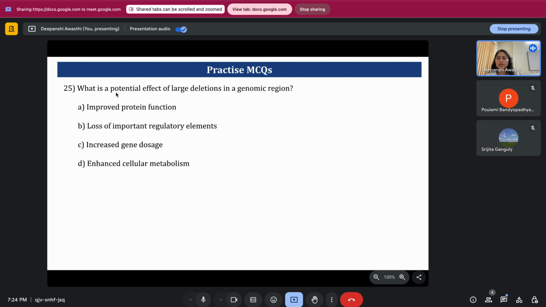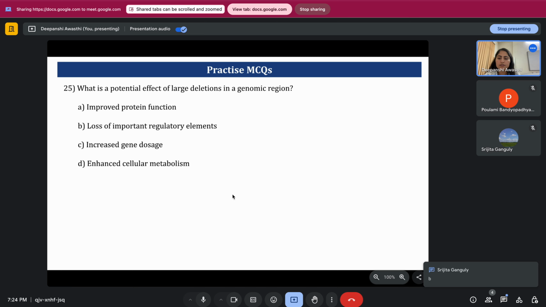Now question number 25, what is a potential effect of a large deletion in a genomic region? Option A, improved protein function. Option B, loss of important regulatory element. Option C, increased gene dosage. Or option D, enhanced cellular metabolism. So what is a potential effect? It's not saying that this effect always has to be there, but what do you think potentially can happen?